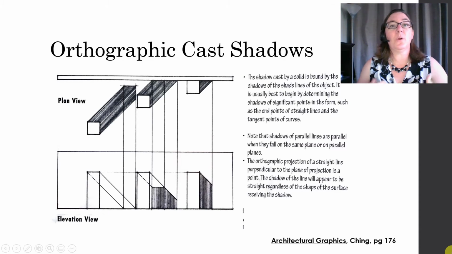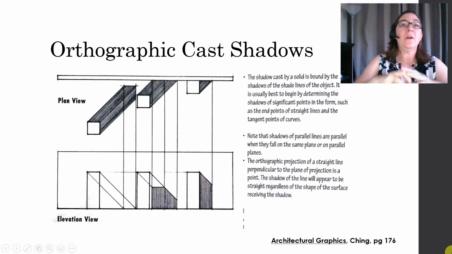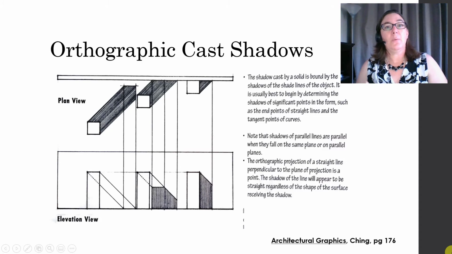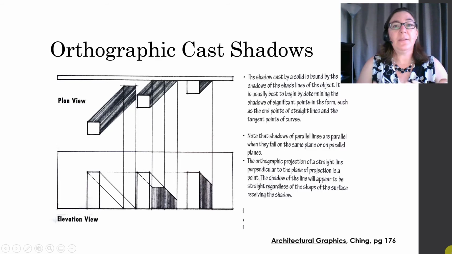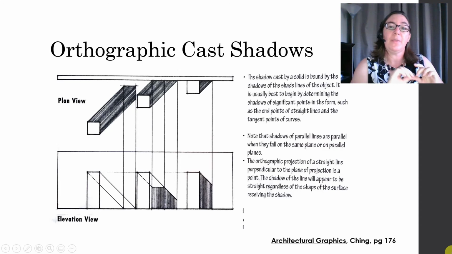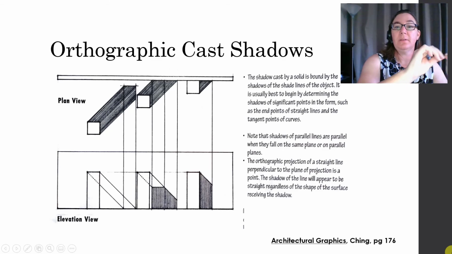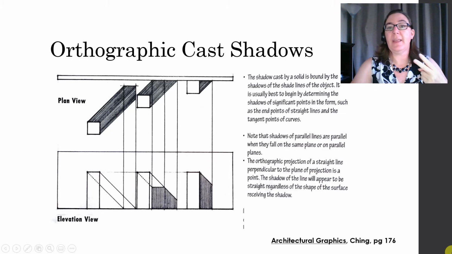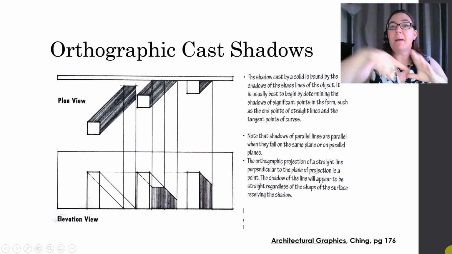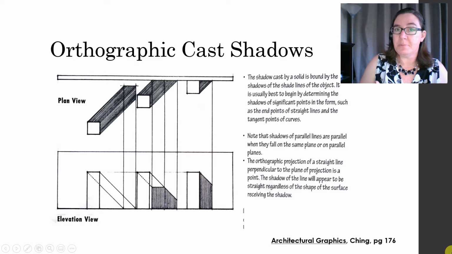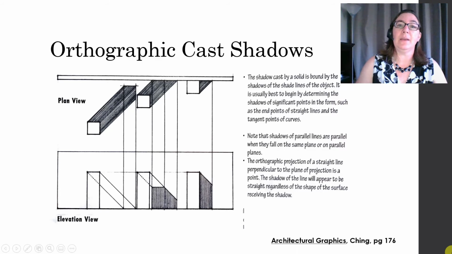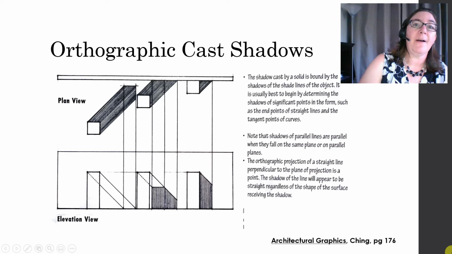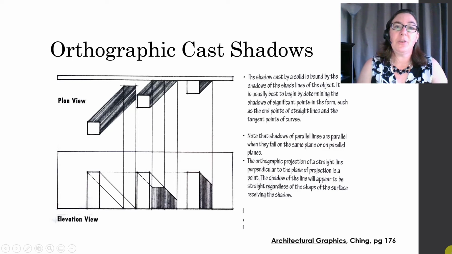So those examples were all about points and lines. What about solid forms? Well, it turns out that a solid form is going to be bound by the shade lines of the object. And so how we do this is we start with shadows of significant points, right? End points of straight lines, tangent points of curves, bounding boxes for your cylindrical objects, etc. All right, we cast those shadows and then interpolate and find the outline of the shadow of your form.